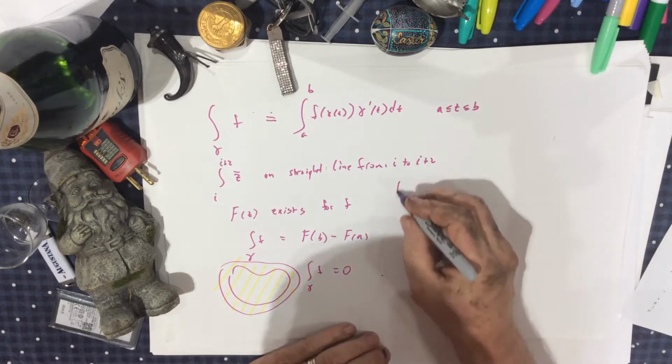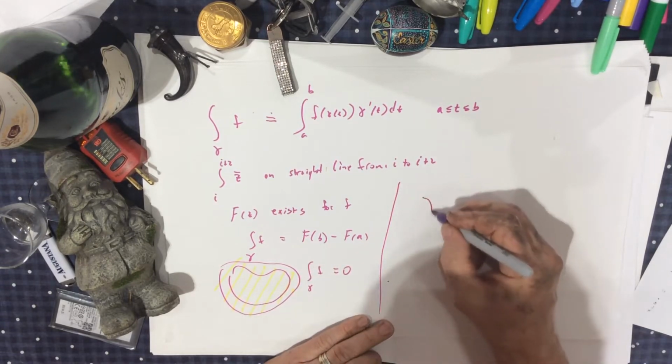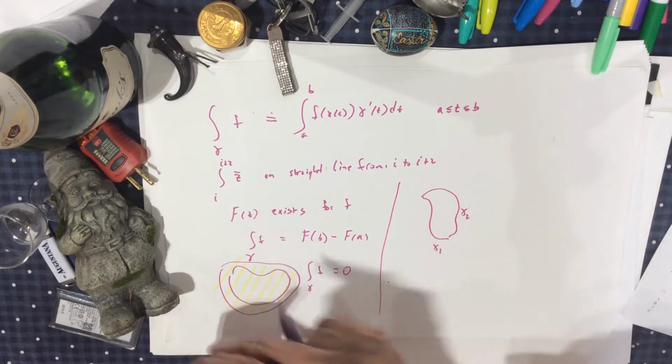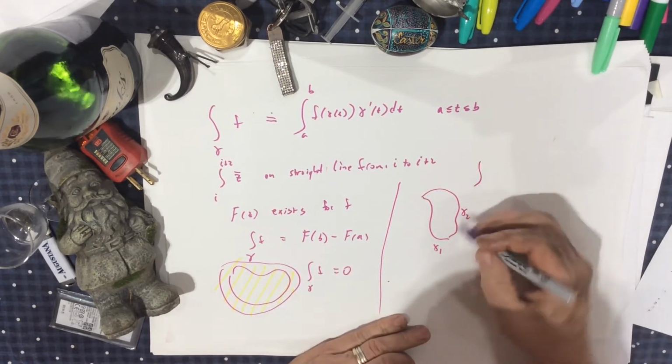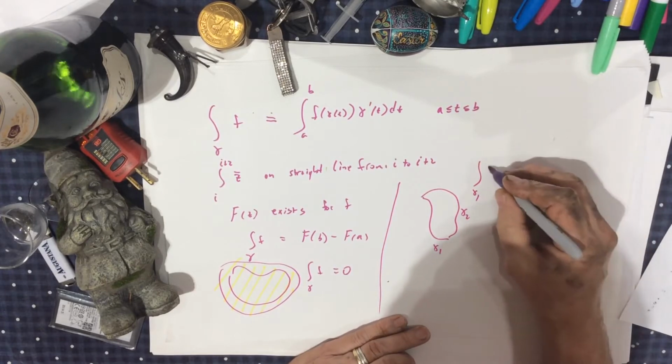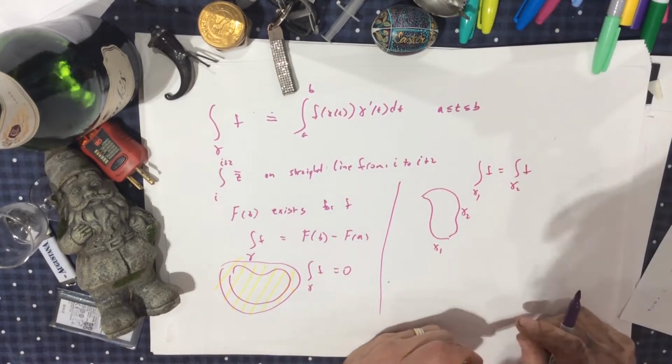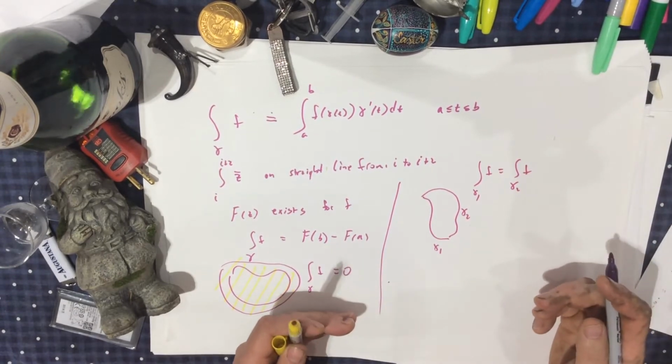Now, something else happened in regions like this: we could have one path and we could have a different path, and because that loop was equal to 0, these homotopically equivalent paths of a function produce the same integral. This is really nice.